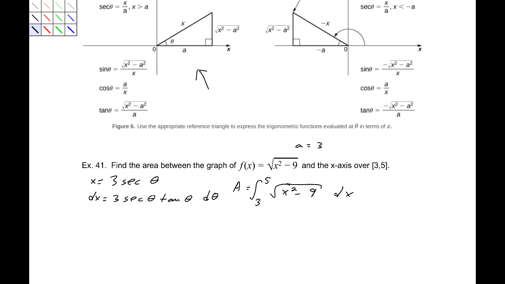If x was 3, that would be arc secant of 1, which I believe is 0. Yes. Alright, so that is going to be, in the end, from 0 to the arc secant of 5/3. Those are going to be our change of variable there.